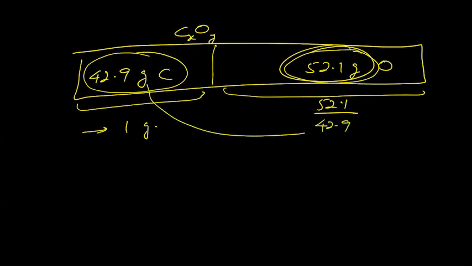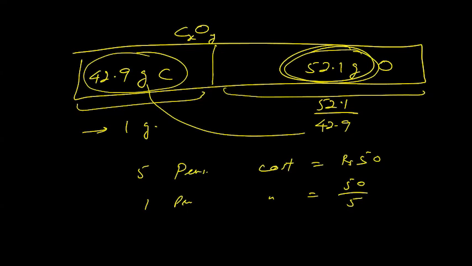This is similar to, for example, if you say 5 pens cost 50 rupees, so 1 pen will cost 50 by 5. Is that clear? Yes. So usually you fix it as 1 gram.